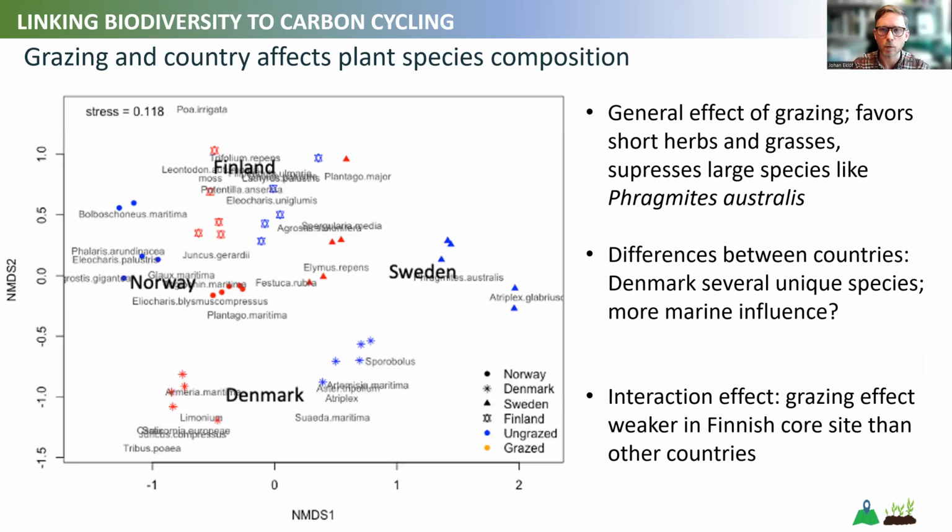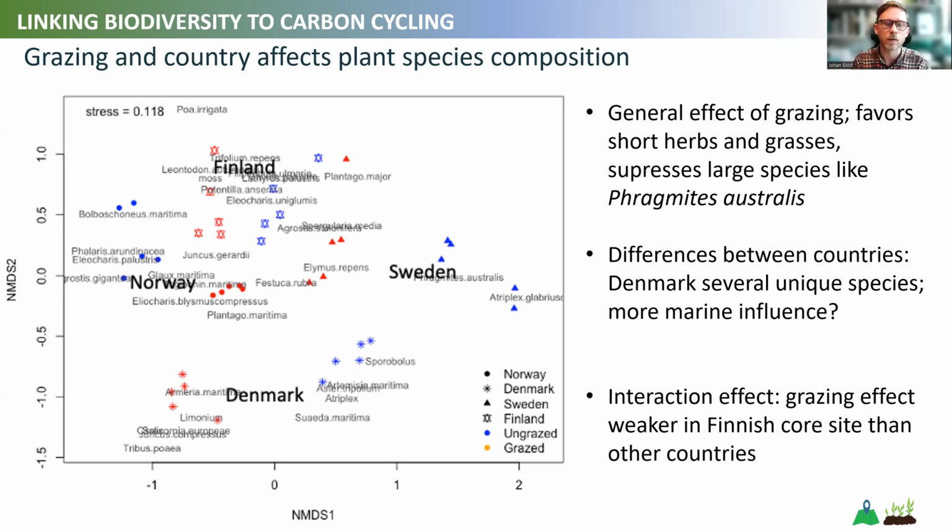We also looked at plant community composition. What you see here is a multidimensional scaling ordination plot, where each of the points represents an individual sampling plot, and the distance between the plots corresponds to how similar or dissimilar they are in terms of species composition. So 2 points that are close to each other are very similar in species composition, and vice versa. So what we're seeing here is a general effect of grazing, where grazing tends to favor short herbs and grasses and suppresses large species like Phragmites australis.